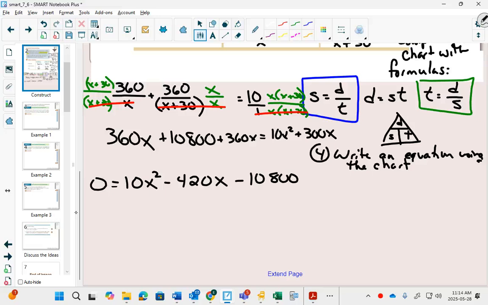And to solve this, we either have to factor or use the quadratic formula. Personally, though, I would first notice, hey, there's a common factor of 10. You can either factor that common factor of 10 out, but since it's an equation, you can actually just decide to divide everything by 10. You divide everything by 10, you still get 0 here. This would be x squared minus 42x minus 1080.